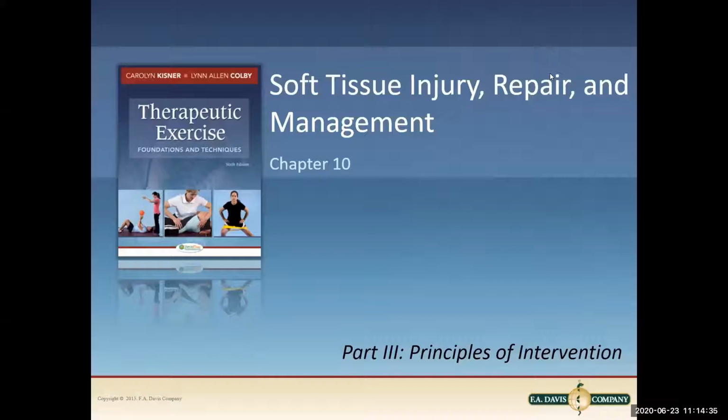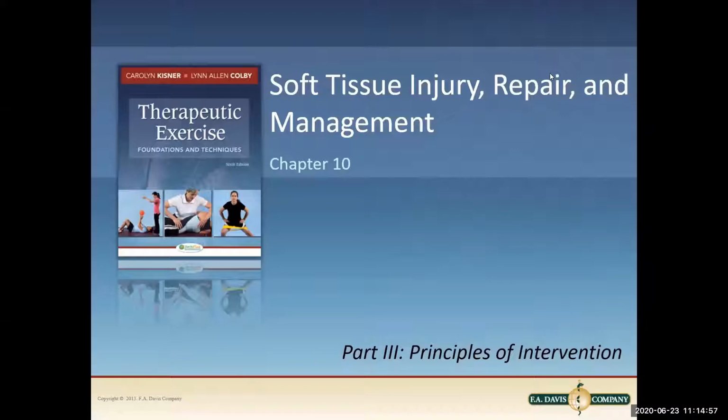So a couple of things we're going to get into when we get into Therex here is we're going to start talking about soft tissue injuries, how they get injured, what type of injuries we look at, and then kind of the repair and the management of those. So when we talk soft tissue injuries, what does soft tissue injury mean?